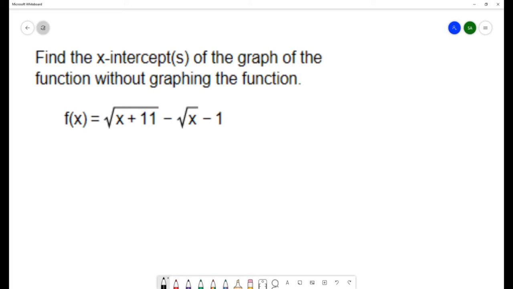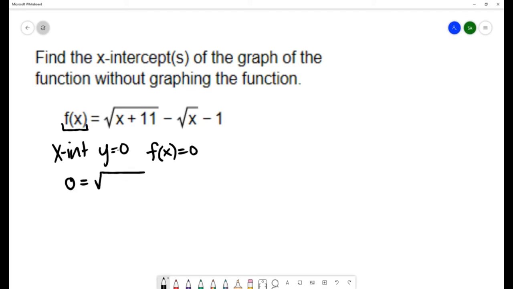So when we're looking for x-intercepts, we're going to let y equal 0. Now we don't have a y in our equation, but we remember that f of x is the same thing as y. So we're going to set f of x equal to 0 to find that x-intercept. So if we do that, we'll have the equation 0 equals the square root of x plus 11 minus the square root of x minus 1.